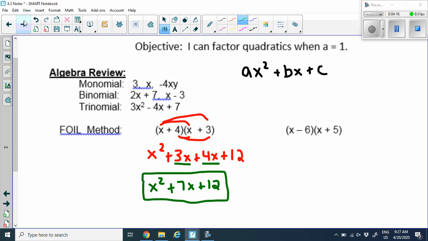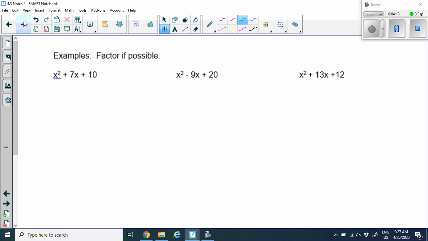Okay, let's get into our factoring here. Let's go ahead and do the first example. We're going to factor if possible. If it's not factorable, then we can say cannot factor or non-factorable, whatever you like to write. The first one is x squared plus 7x plus 10. This is a trinomial because there's 3 terms here.